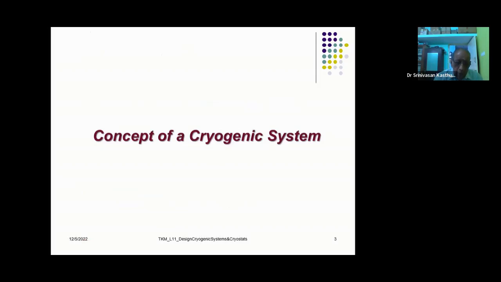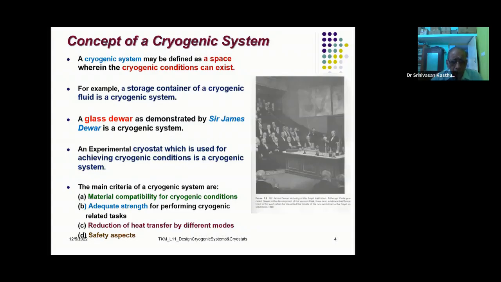Let us start with the concept of a cryogenic system. A cryogenic system can be defined as a space where the cryogenic conditions exist. For example, a storage container of a cryogenic fluid is a cryogenic system. Similarly, an experimental cryostat, again for achieving cryogenic conditions, is a cryogenic system. As we have seen in our earlier lecture, the glass Dewar, as demonstrated by Sir James Dewar, is a cryogenic system. And you can see in the adjoining figure a glass Dewar being demonstrated by Sir James Dewar.